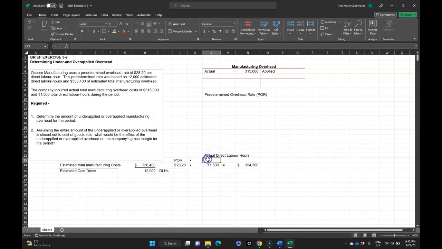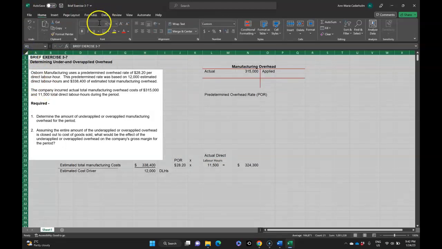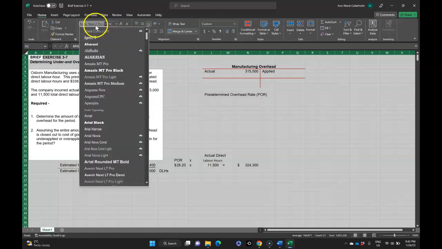Okay, and let me just put this up here like actual direct labor hours. I don't know why my Excel spreadsheet is not cooperating with me, but I'm going to try and fix this one more time, and if not, I'm going to move on. There we go. And I want all of this to be Arial 12.